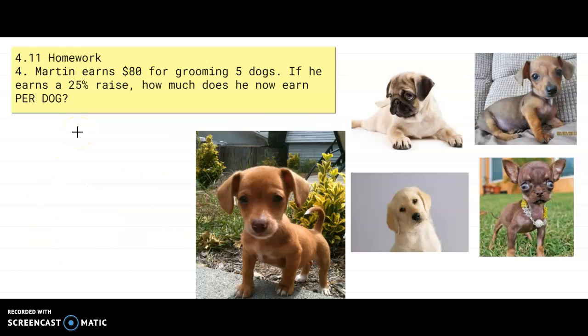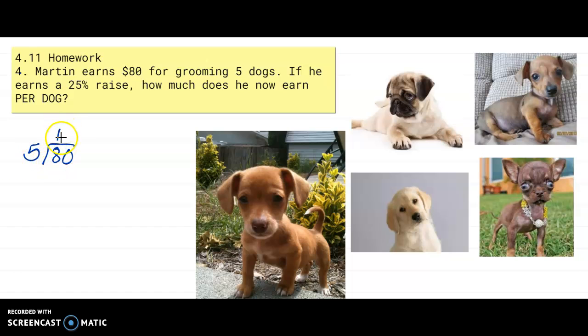In problem number 4, Martin earns $80 for grooming 5 dogs. If he earns a 25% raise, how much does he earn per dog now? So now I have to work in this little tiny area because I could not resist this adorable little guy. But it was a huge picture and I can't scale it down. So I need to figure out if he gets paid $80 for grooming all 5 of these dogs, how much does he get per dog? So I'm going to have to divide 80 by 5.